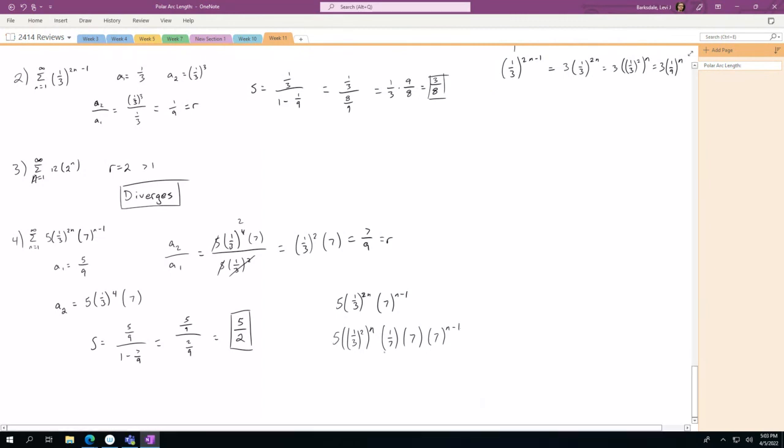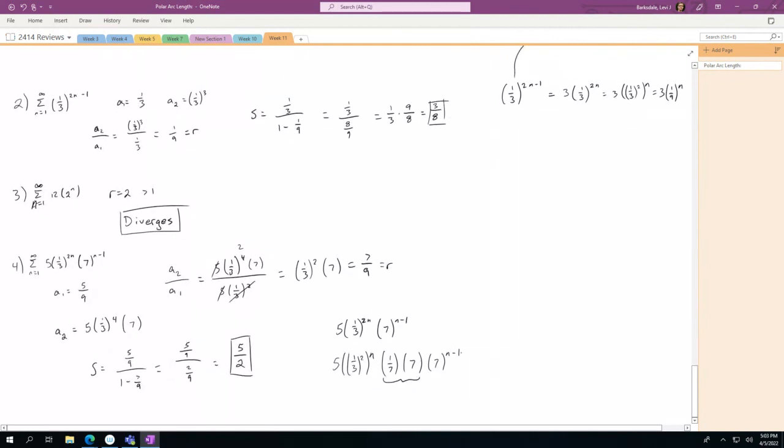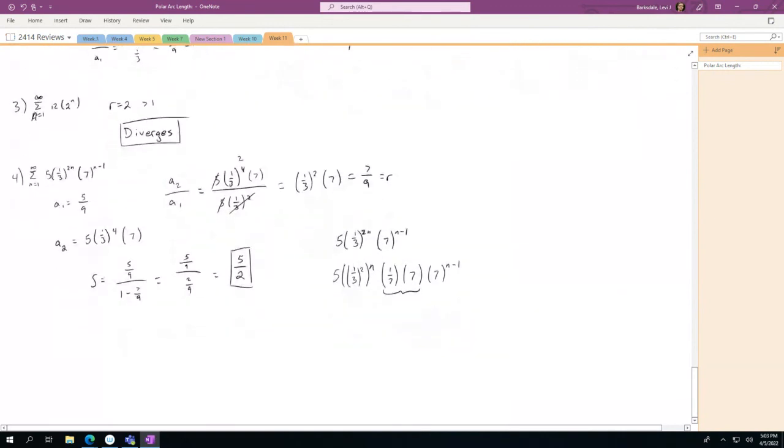Okay. So 1/7 times 7 is just 1, right? And I'm putting this in so I can get this into just an n instead of an n minus 1. So I'm going to absorb this 7 into my 7 to the n minus 1, and that's going to turn into a 7 to the n.